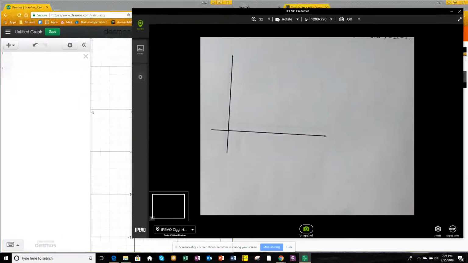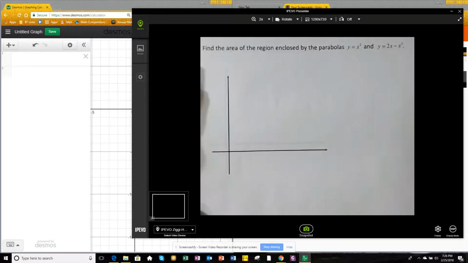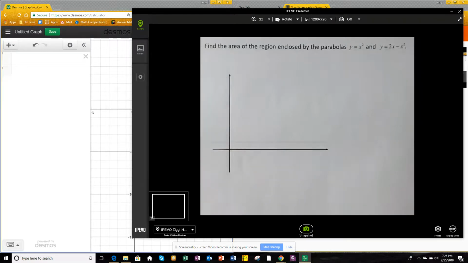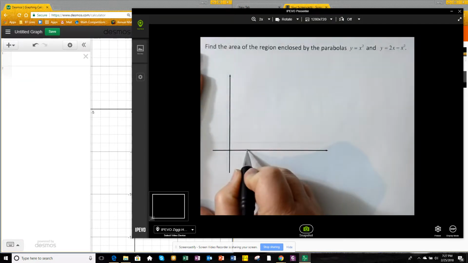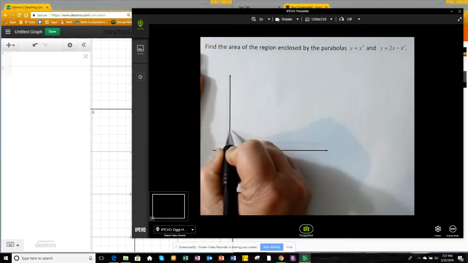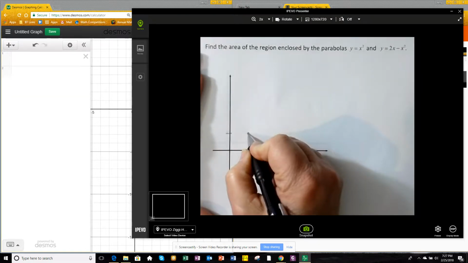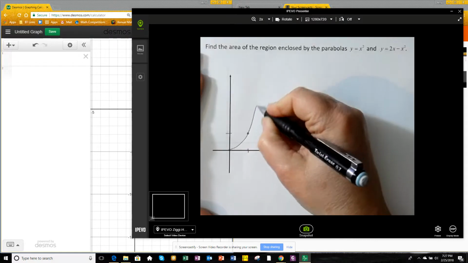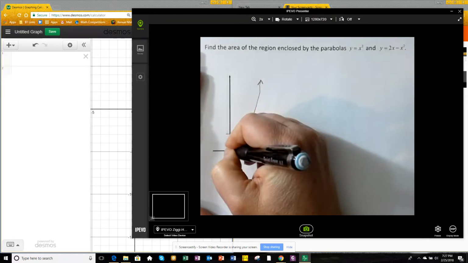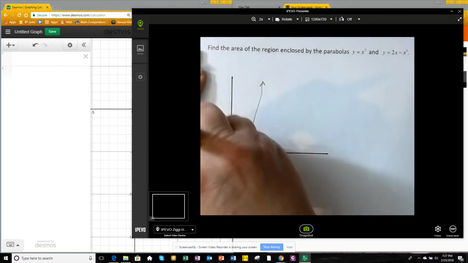Moving right along. The next one: find the area of the region enclosed by the parabolas y equals x squared and y equals 2x minus x squared. Well, x squared is a parabola we're very good at drawing. It passes through the point 1, 1. It looks like this. Oops, I should make it more symmetric looking.